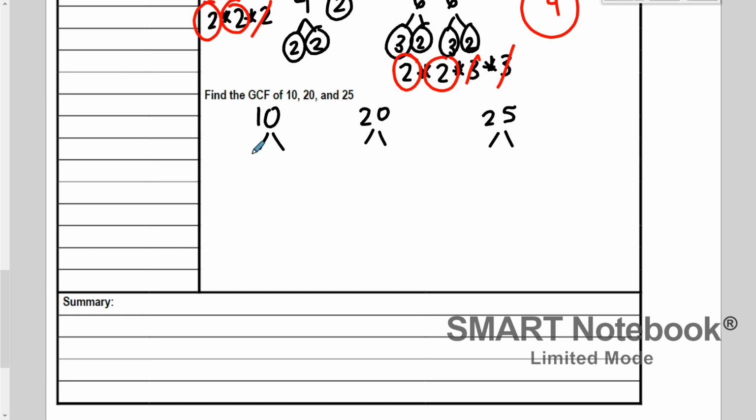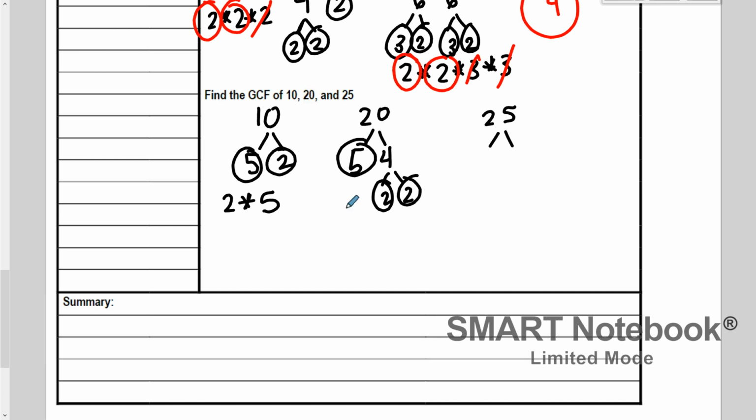All right, so I've got 10. I'm going to break that into a 5 and 2. Both those numbers are prime. So my prime factorization is 5 times 2. 20, let's do 5 and 4. Then I'll break my 4 into 2 and 2. Those are all prime. So I'd have a 2 times 2 times 5.